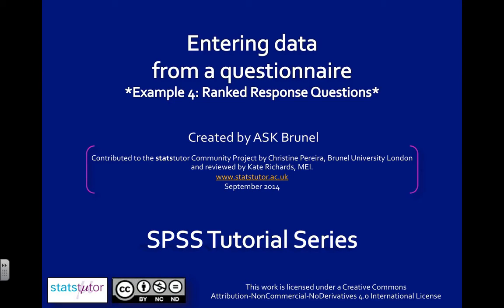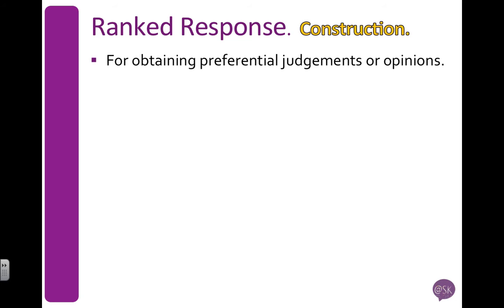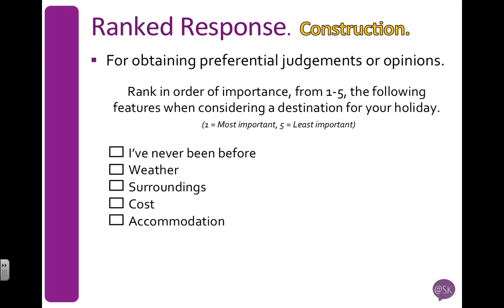This fourth example is going to look at coding and entering data for a ranked response question. Ranked response questions are quite good for getting people's judgments, opinions, or preferences about a particular topic. In this example, we're asking the participant to rank in order of importance from 1 to 5 the following features when they consider going on a holiday: never been before, weather, surroundings, cost, accommodation.